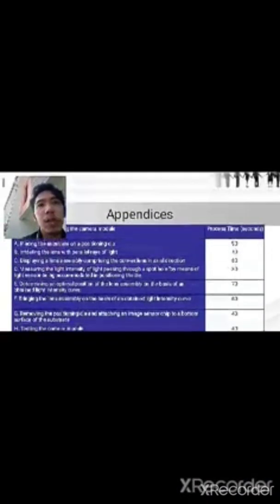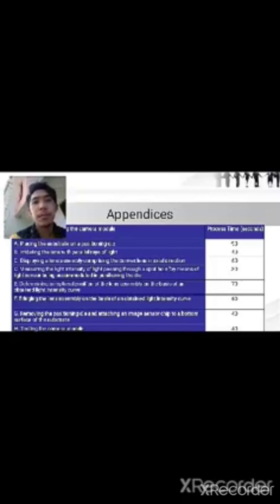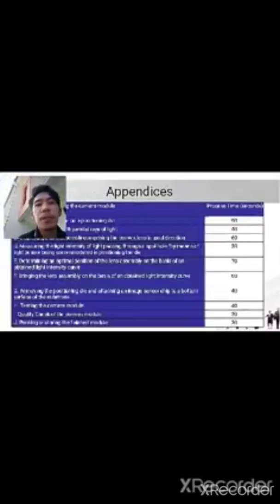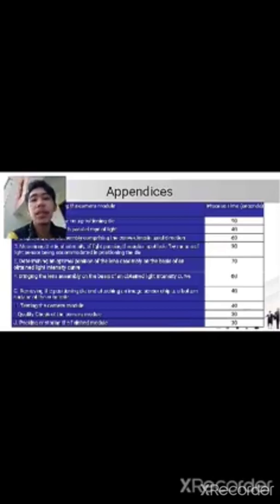Process A has 90 seconds process time, process B 40 seconds, process C 60 seconds, and process D 30 seconds. Process E will be 70 seconds. Process F will be 60 seconds, process G 40 seconds, process H 40 seconds, process I 30 seconds, and process J will be 30 seconds process time.